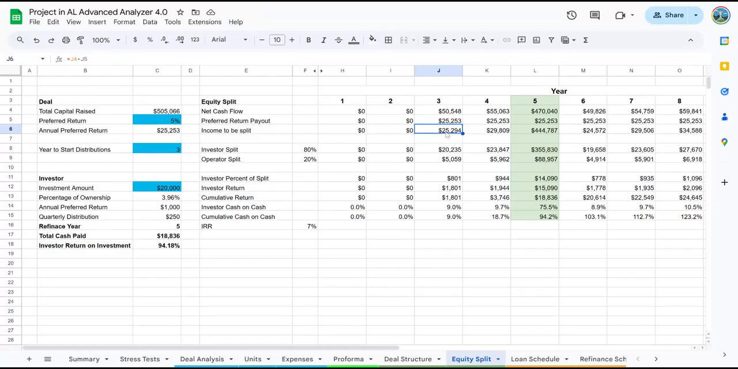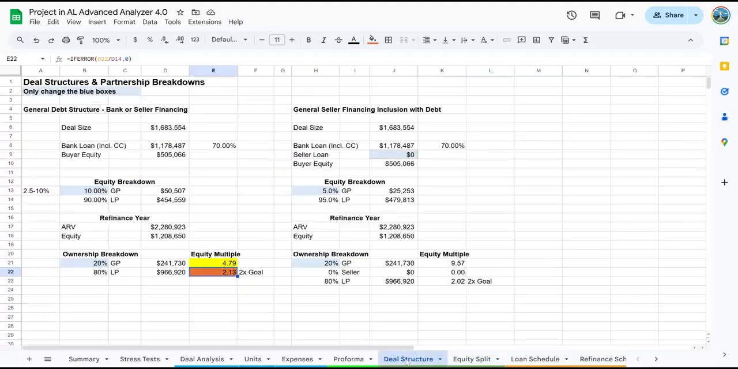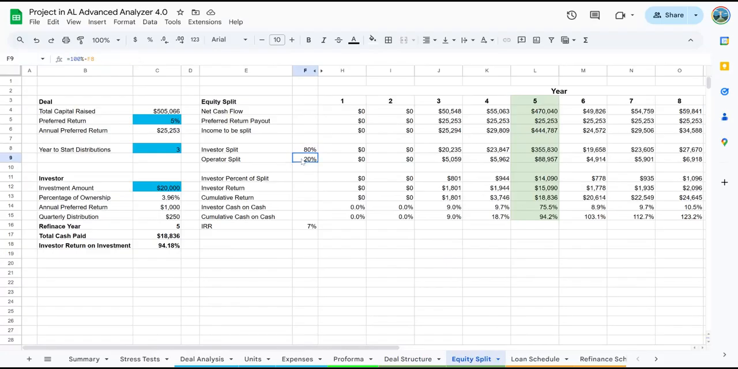And then the remaining cash flow is going to be distributed based off our investor split. So the investors get 80%, which is what we put down here in our ownership breakdown. Investors, the limited partners, are getting 80%, and the operators or general partners are getting 20% of the cash flow income. And then our next variable under the deal is the year to start the distribution.